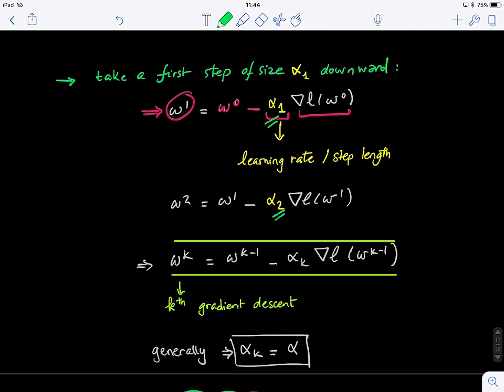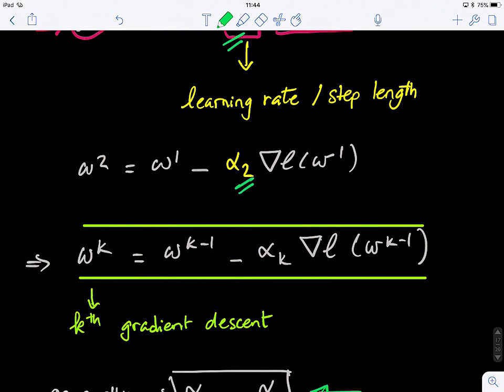So alpha 1 is equal to alpha 2 is equal to alpha 3. Generally, we tend to fix the step at each iteration, but we can change that. We can learn that, okay? But for now, let's say we fix the step alpha. So this is actually the formula of your gradient descent, and this is how we find our optimal final W star after many iterations when the gradient becomes close to 0.